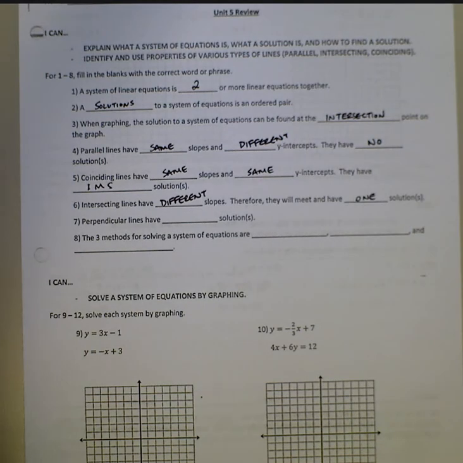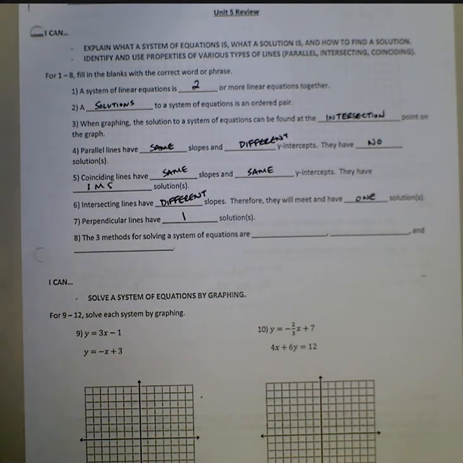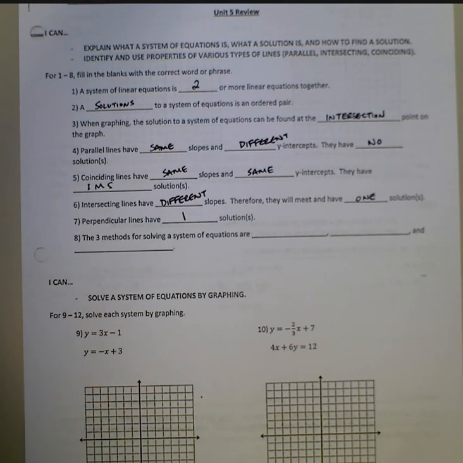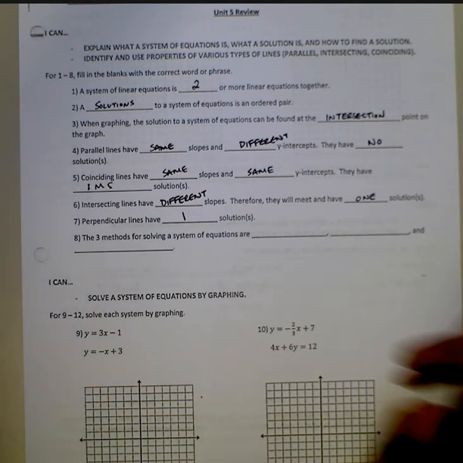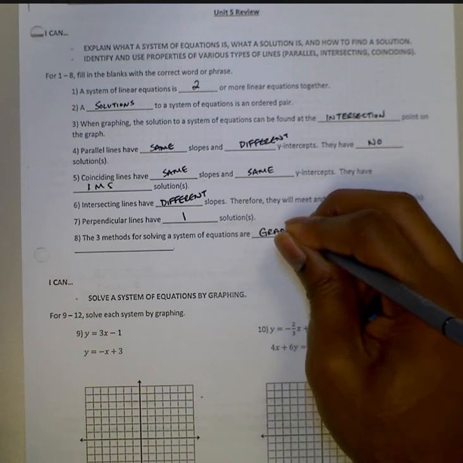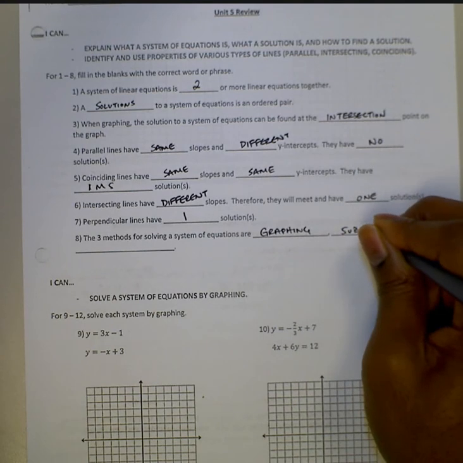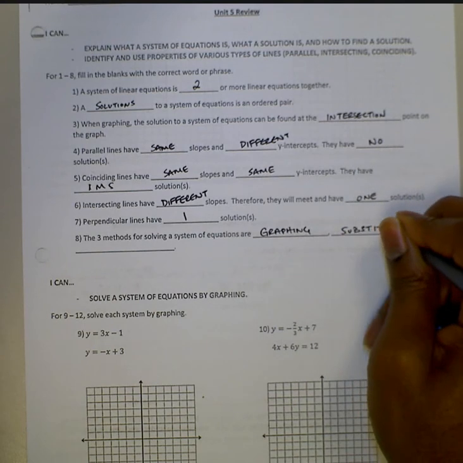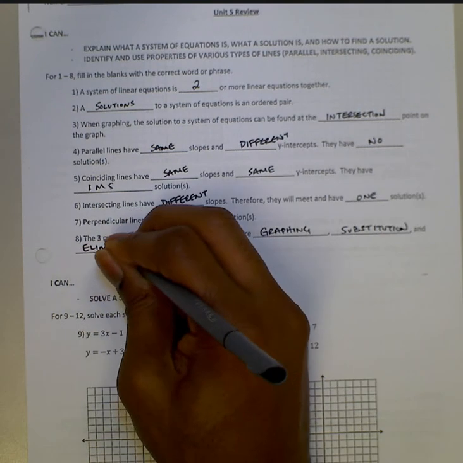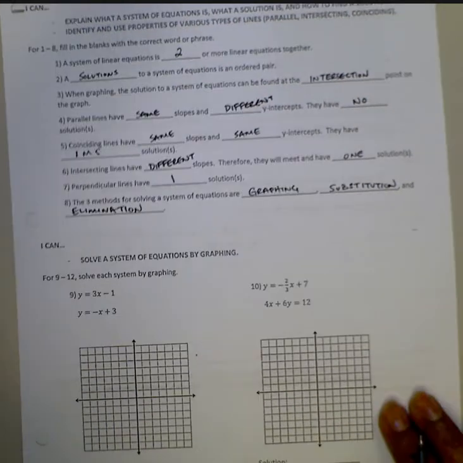Perpendicular lines have one solution. Okay, so sometimes you think parallel and perpendicular must be special. Perpendicular lines have different slopes, one solution. The three methods for solving a system of equations are graphing, substitution, and elimination. Okay, and we'll go over all three types of problems here in this packet as you follow along with the videos if you choose to do so.